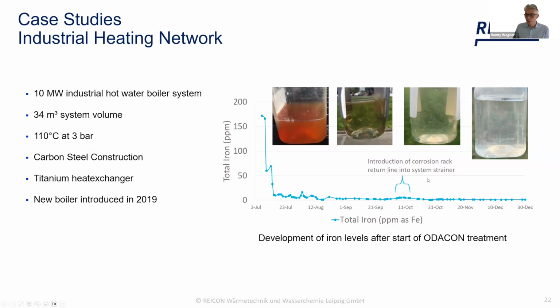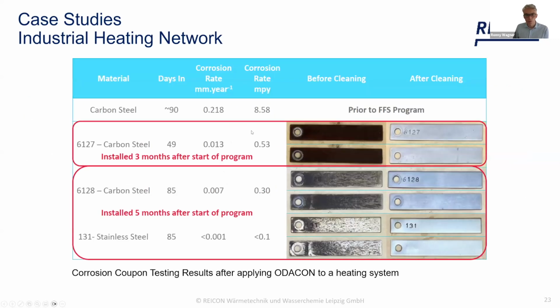They also introduced a corrosion monitoring system with coupons. This was the value prior to the FFA program. The corrosion rate was around 8.6. After the introduction, 3 months later, it was just 0.5, and another 5 months later, it comes down to less than 0.1 for stainless steel and 0.3 for carbon steel. So a very effective treatment in terms of corrosion.